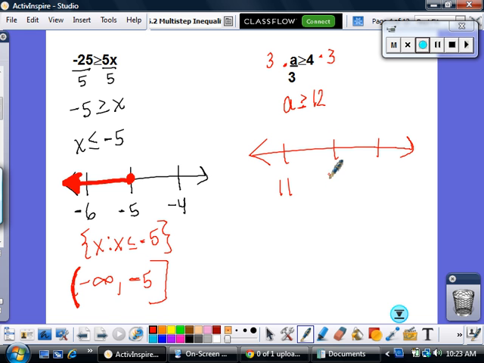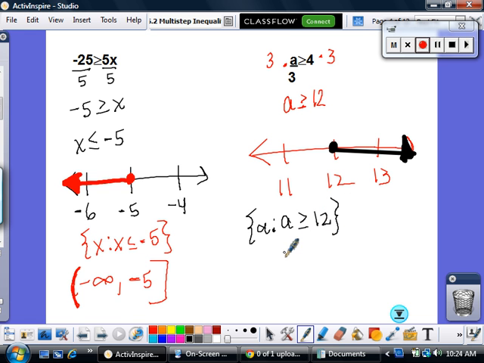So my positive numbers are going this way. Open or closed? Closed. Greater than going this way. Alright, so this would be the set of A's such that A is greater than or equal to 12. And reading from left to right, I have a bracket at 12 and go to positive infinity, which is open. Agreed?